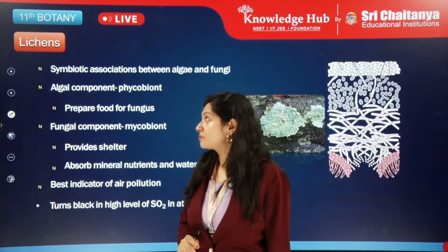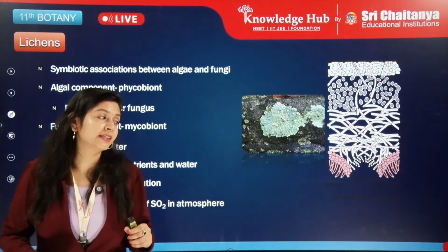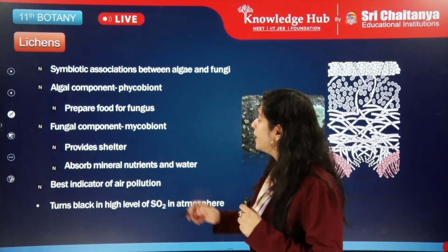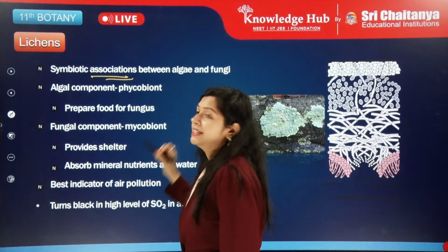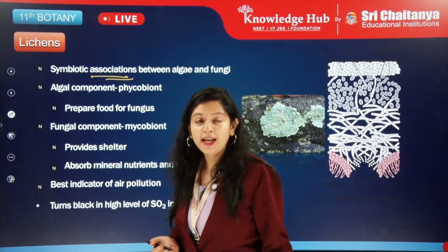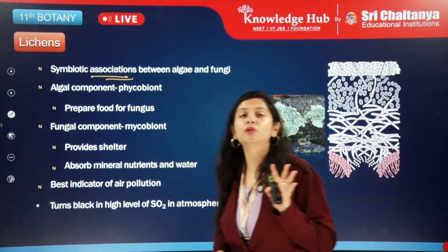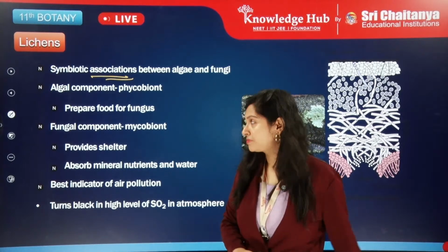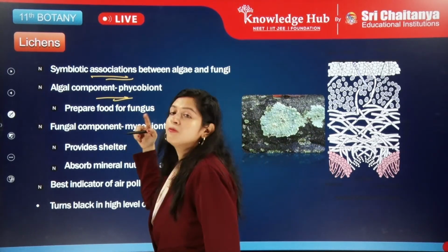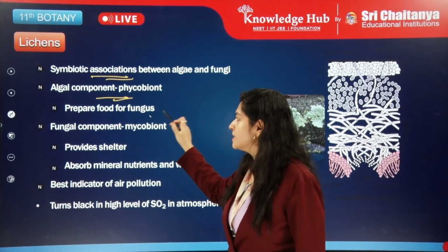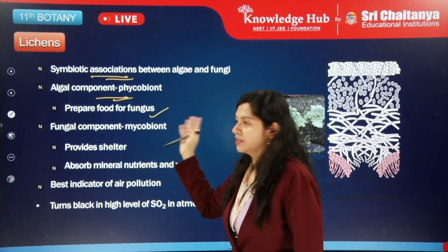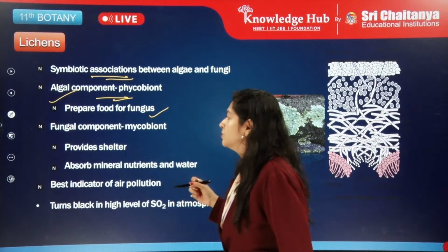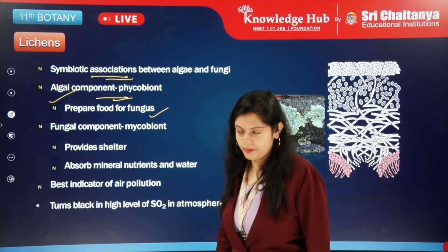Now let's come to the last one of this topic, that is the lichens. So what are the lichens, my dear students? This is the symbiotic association between algae and fungi. It's not parasitic, it's not anything else, it's a symbiotic association between algae and fungi. Its algal component is called phycobiont. And what is it doing? It is preparing the food for the fungus, because photosynthesis can be done by the algae. Food preparation for the fungi, this phycobiont is doing.